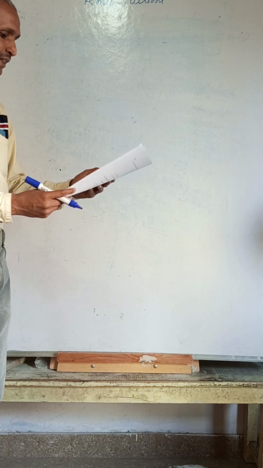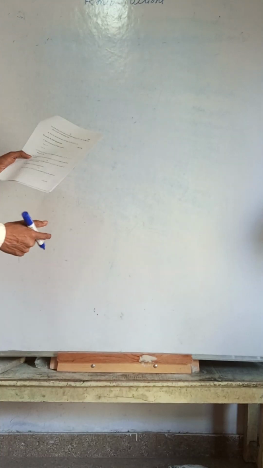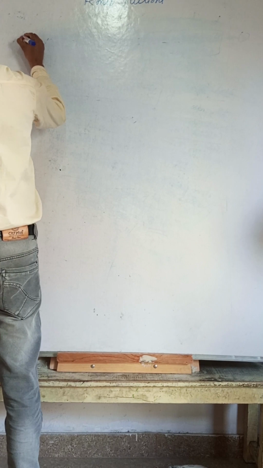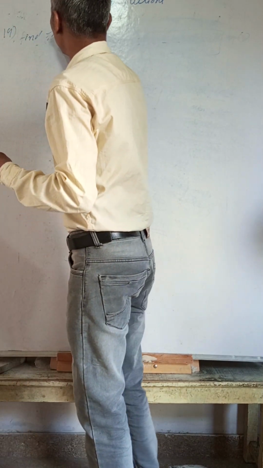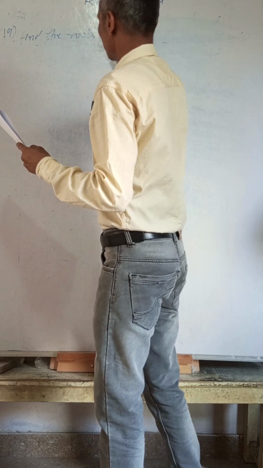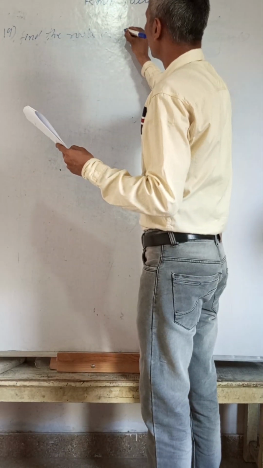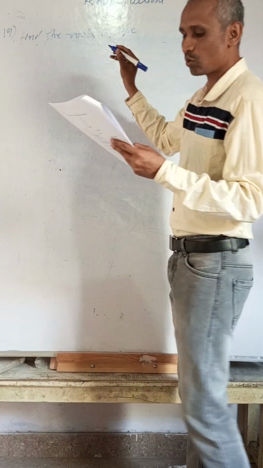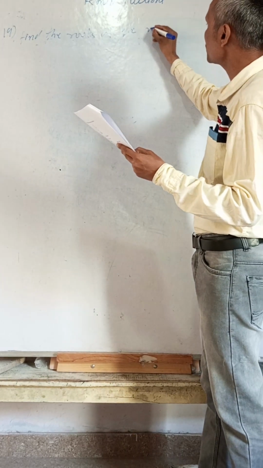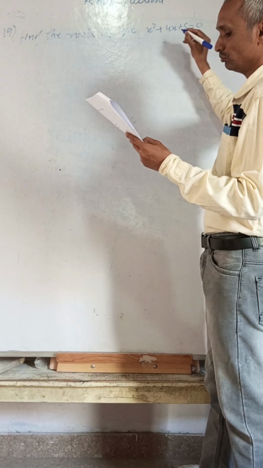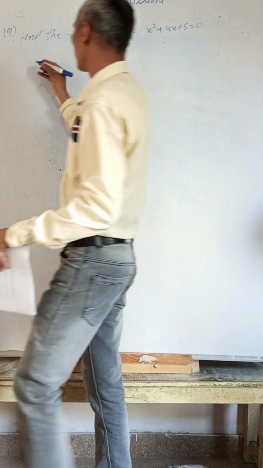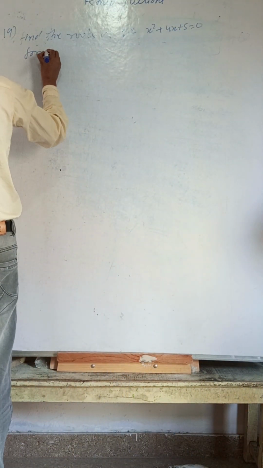Question number 19: find the roots of the quadratic equation (QE) x square plus 4x plus 5 is equal to 0 by using the quadratic formula method. It is asking to find the roots. We are going to use the formula.